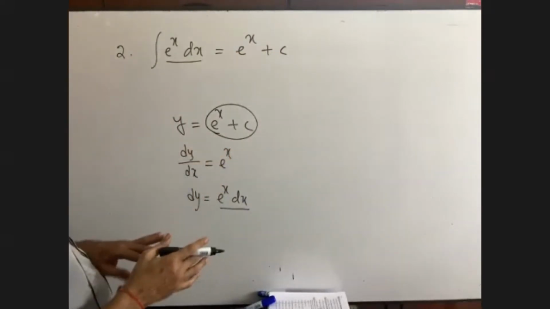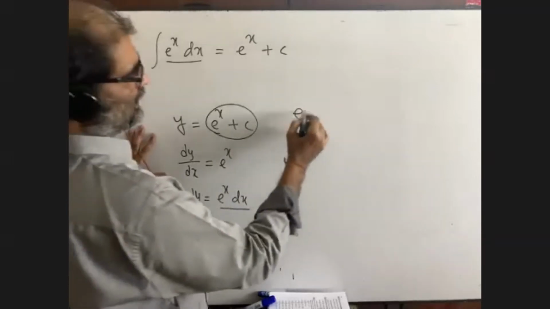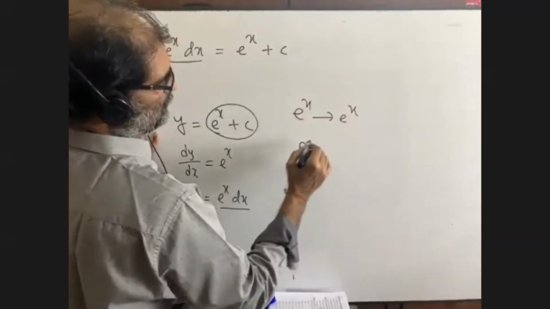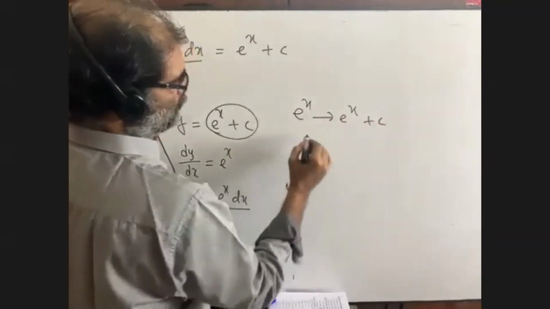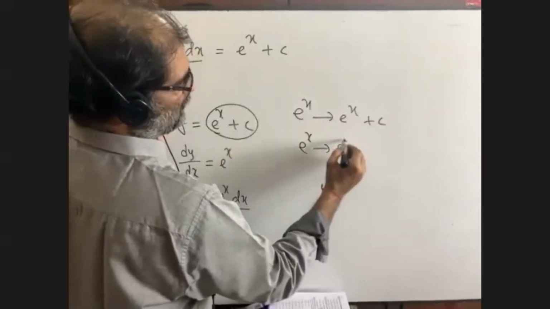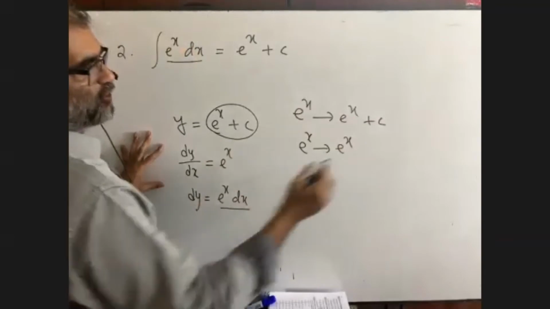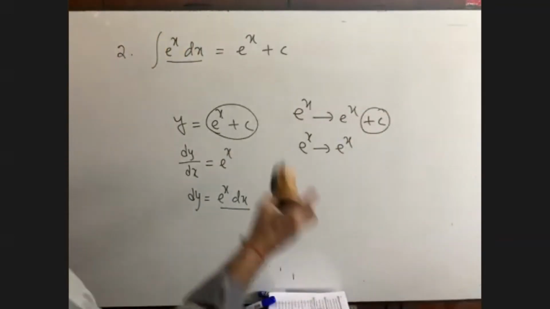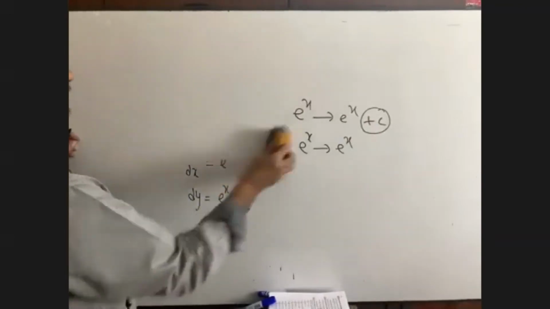I think you have got me. The integration of e^x is e^x plus c, and the differentiation of e^x is e^x. So what is the difference? Only plus c is the difference. Nothing else is different. Okay, I am going to the next math, and then you will come to know again what I am going to tell you.